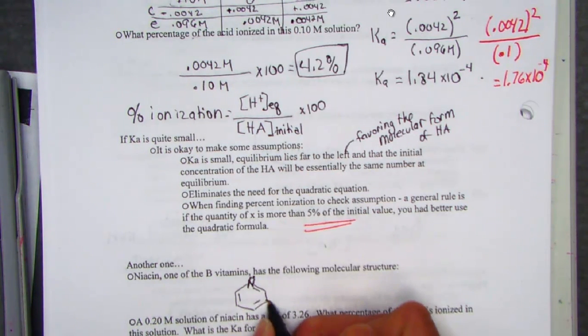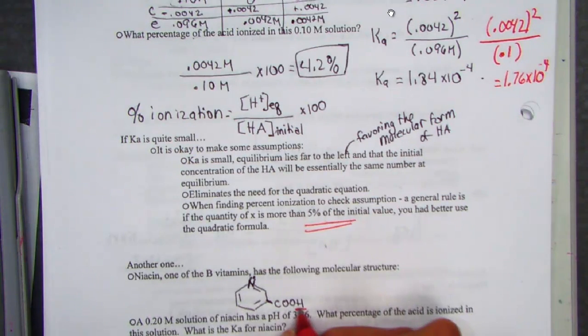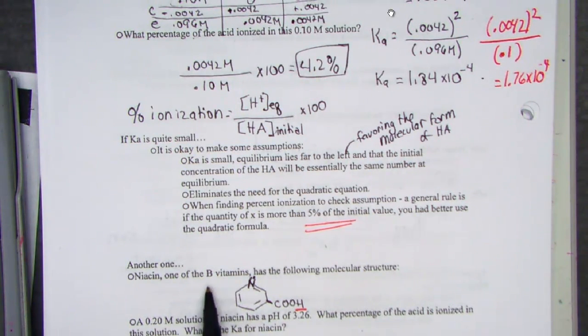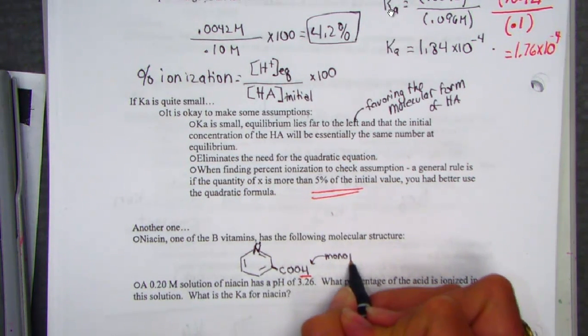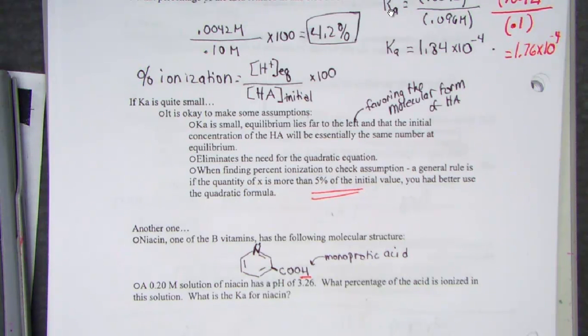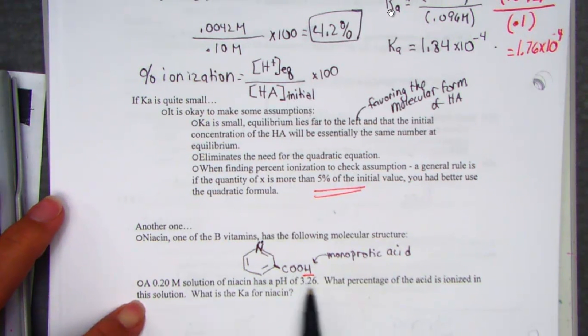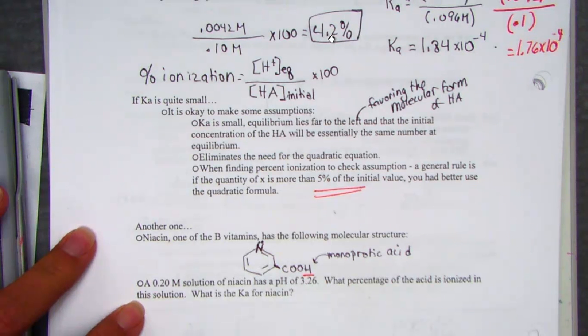And hanging off this corner of our structure is a COOH, an organic acid with an ionizing proton right there. Vitamin B is an organic acid. It will ionize this particular hydrogen ion. Now, we've drawn the structure and shown it's a monoprotic acid, and it will release this one hydrogen ion when it's dissolved in water. If we started with a 0.2 molar solution and had a pH of 3.26, what percentage of the acid is ionized in solution?